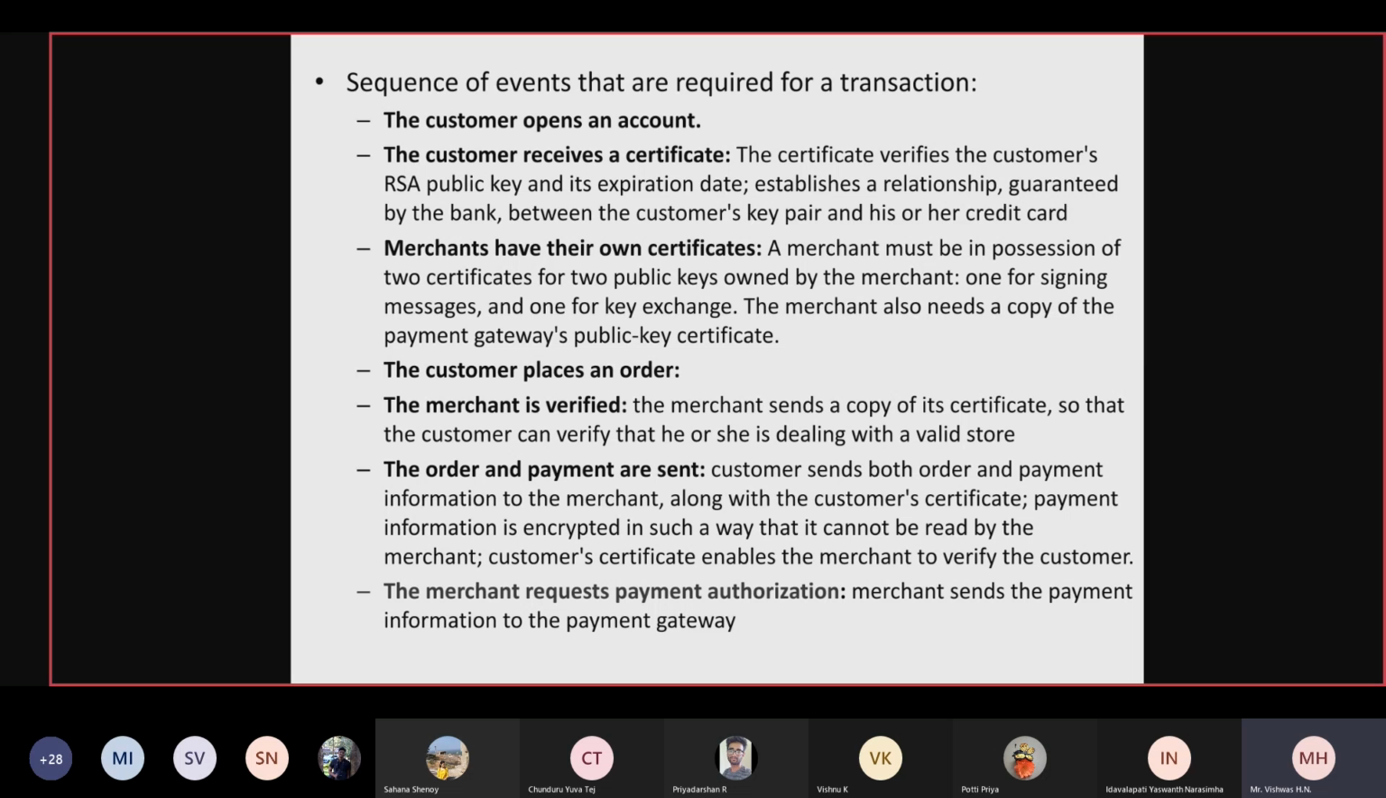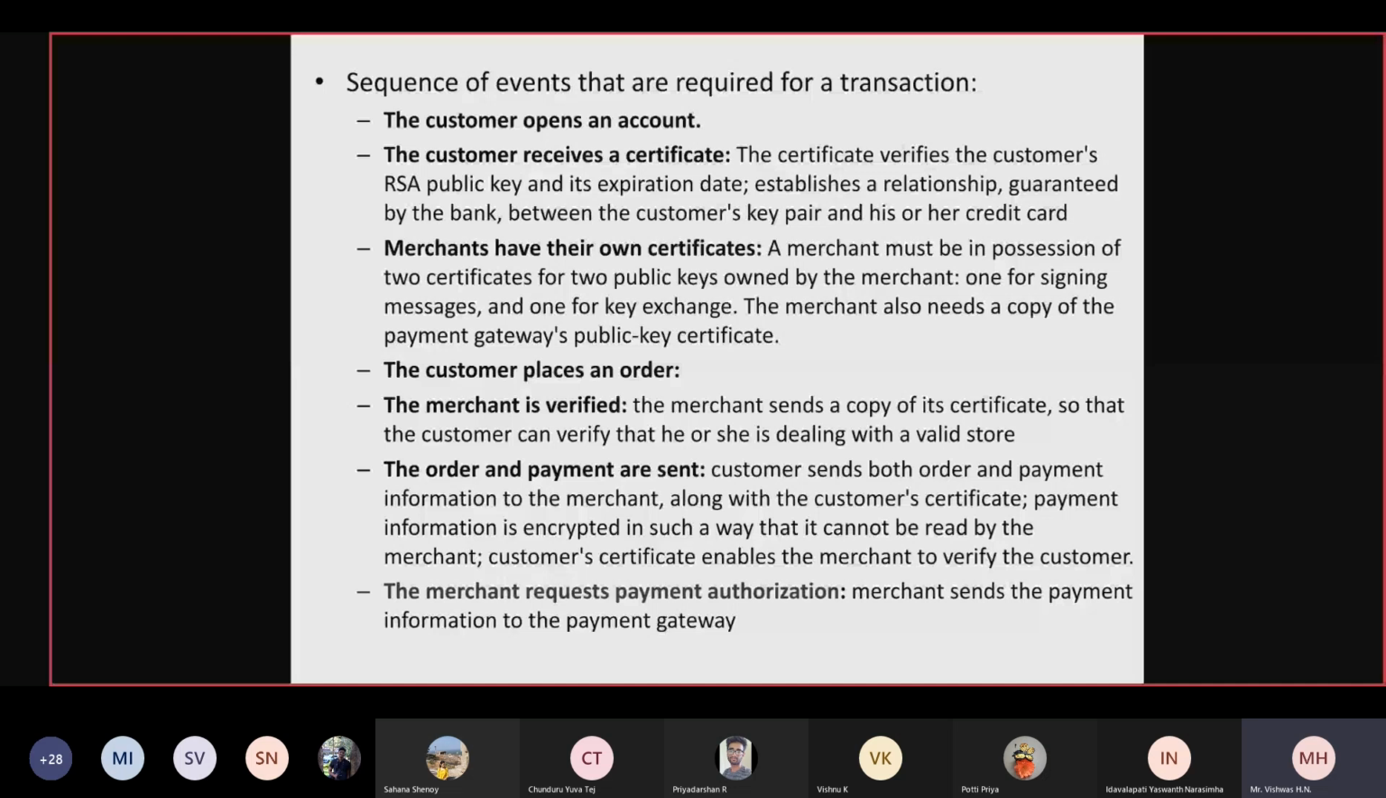Then merchants have their own certificates. A merchant must be in possession of two certificates or two public keys owned by the merchant, one for signing the messages and one for key exchange. The merchant also needs a copy of the payment gateway public key certificate, because the merchant should have a confirmation of your payment, right? So basically these are the pre-work. When you get a card, you will already have a certificate. That card itself is working as a certificate. The merchant also will have two different certificates with him. So that is the pre-work before you place an order.